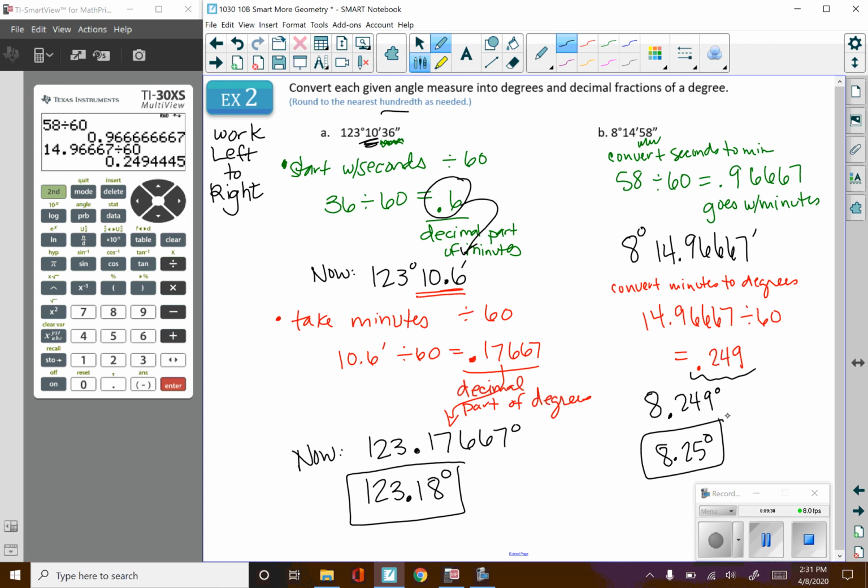All right, so that was kind of our first topic. It was degrees, minutes, and seconds with angles. So you'll either be converting into decimal or converting into degrees, minutes, seconds. So just make sure you have both of those in your notes so you can refer to them.